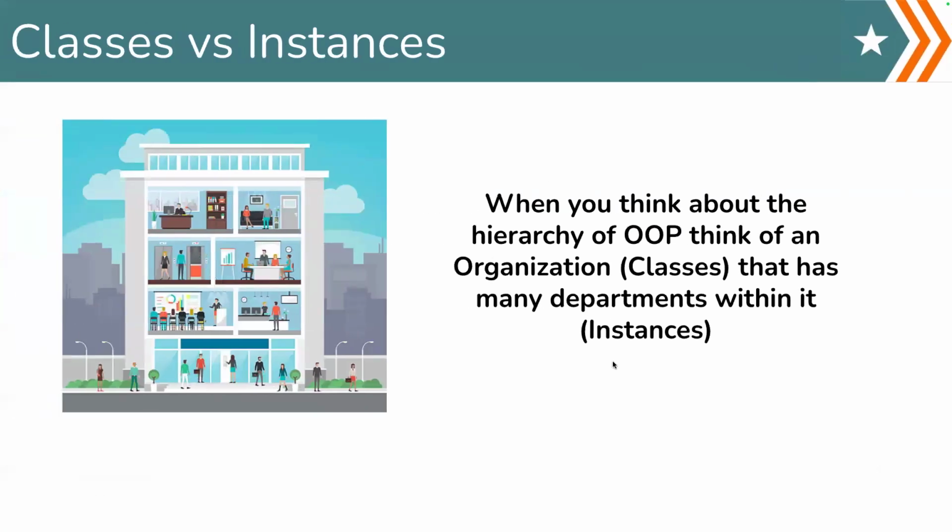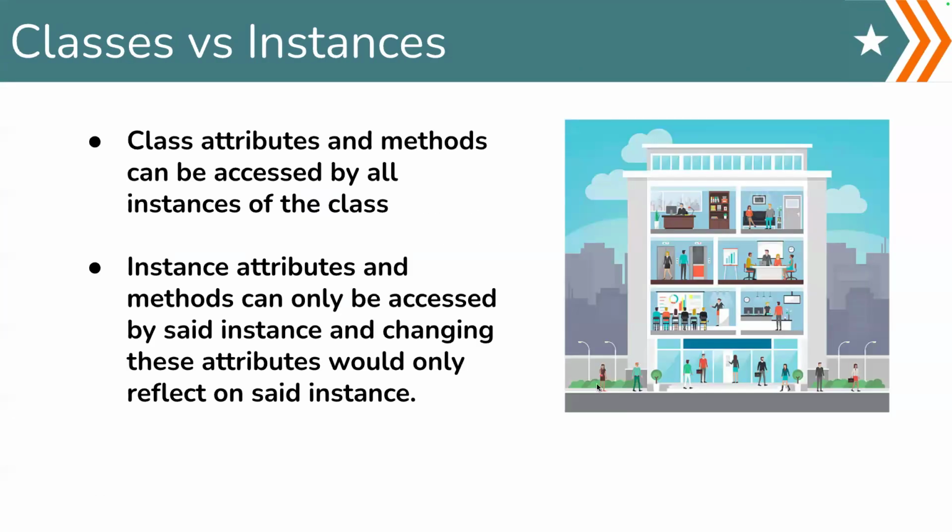All right. Can I get somebody to read this slide here? Class attributes and methods can be accessed by all instances of the class. Instance attributes and methods can only be accessed by said instance, and changing these attributes would only reflect on said instance. All right, perfect. So a class attribute belongs to the entire class, meaning the entire class can interact with it. And something within an instance should only be accessed by the instance itself.